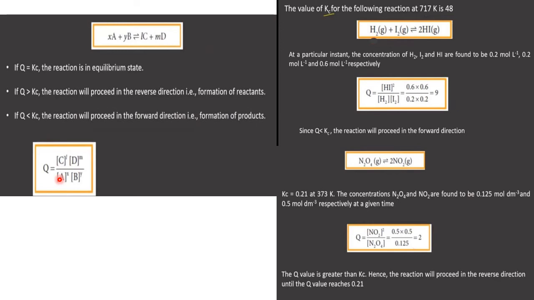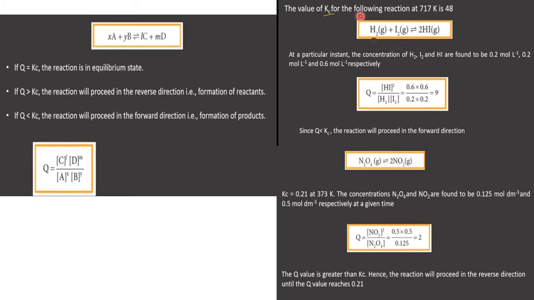So what is Q value? Q is equal to C power l into D power m divided by A power x into B power y. Same as what you write for Kc, but this is for non-equilibrium condition. That is the only difference. Okay, so with the help of Q value we can predict the direction of the reaction. If the Q and Kc values are known, we can predict. Q is equal to Kc means equilibrium reaction. Q is greater than Kc means reverse reaction. Q is less than Kc means forward reaction is possible.